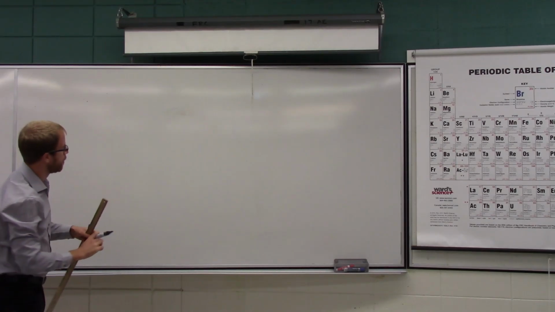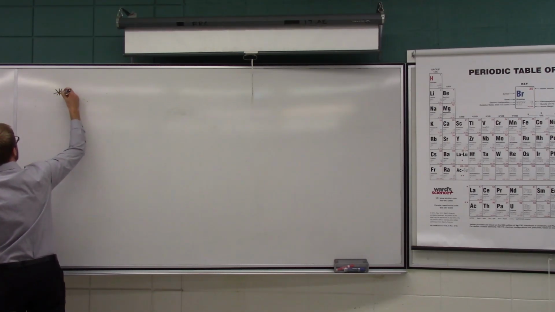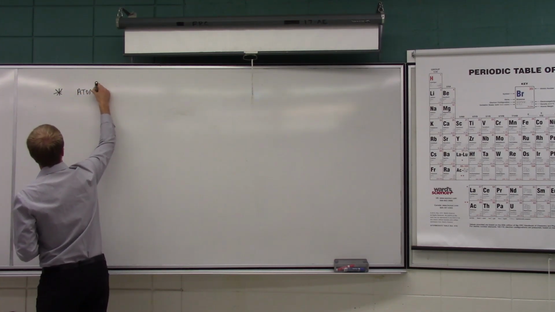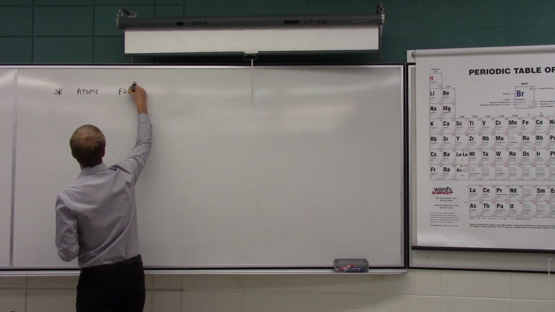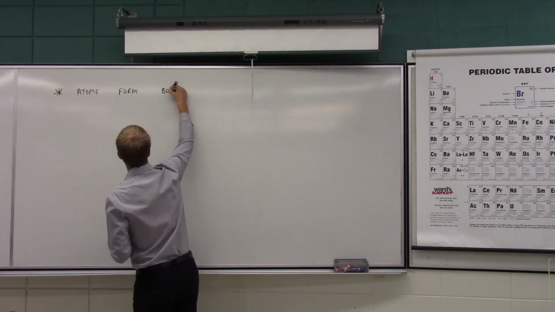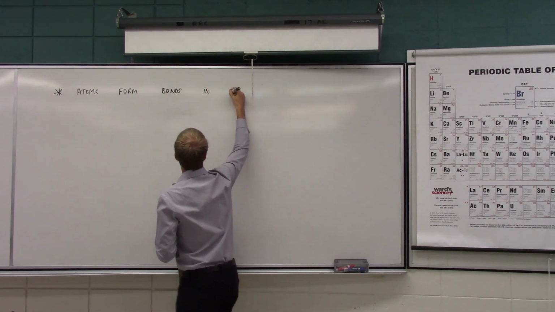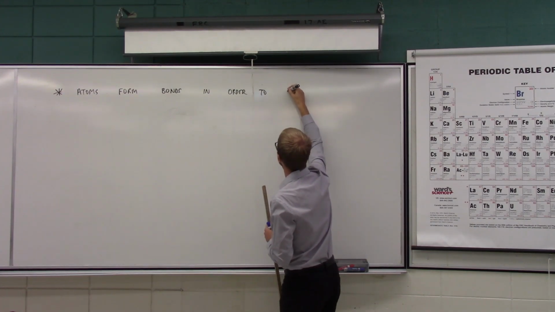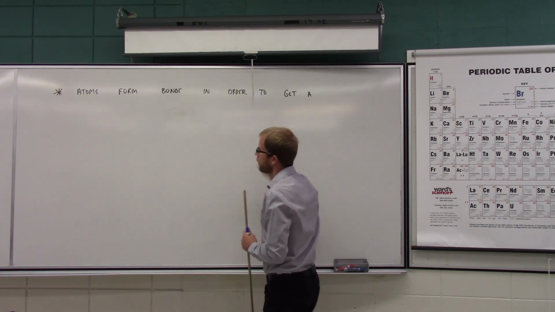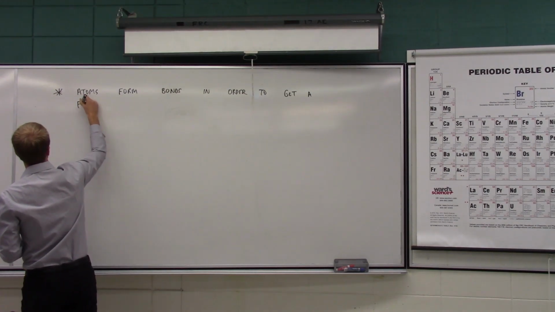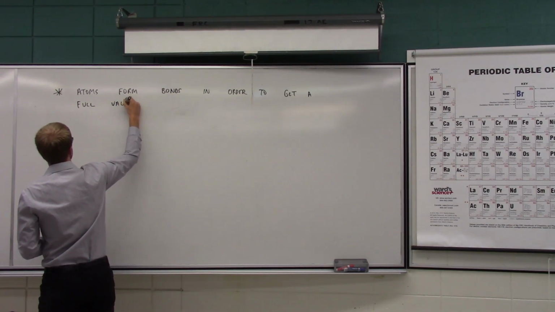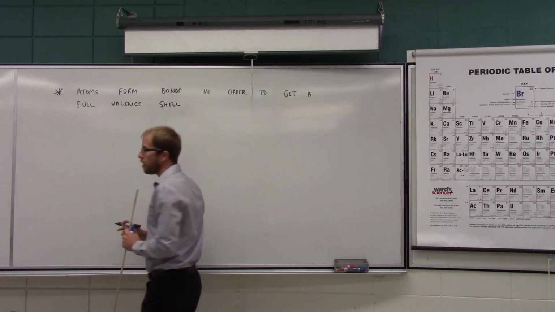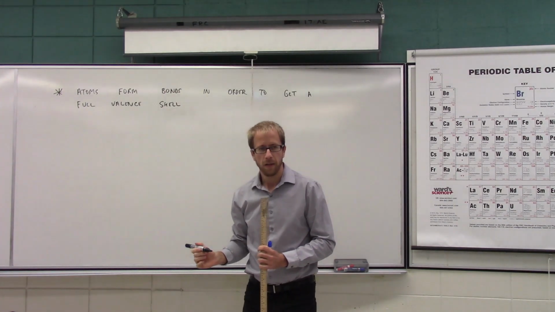So, just a quick reminder here, atoms form bonds in order to get a full valence shell, right? A full shell of outer electrons.